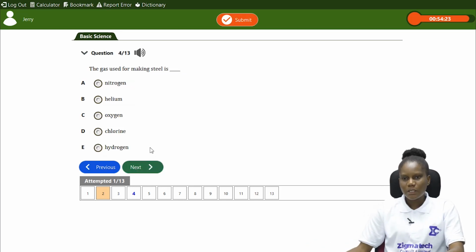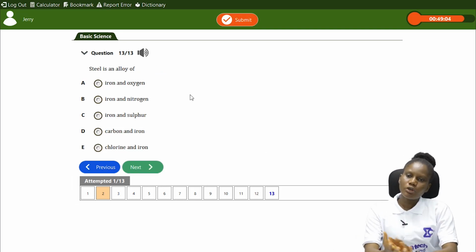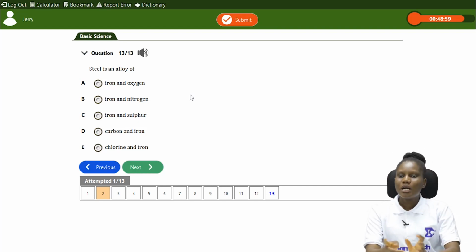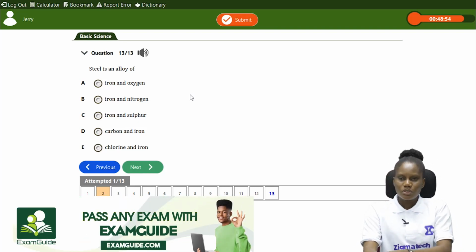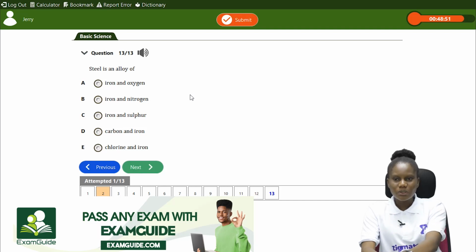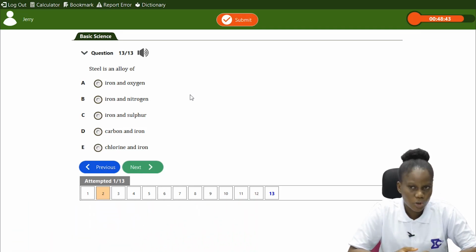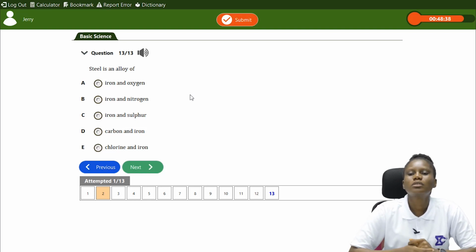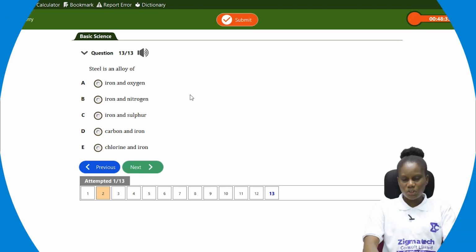It is a non-metal. We have the next question, which is steel is an alloy of A, iron and oxygen, iron and nitrogen, iron and sulfur, carbon and iron, chlorine and iron. So we're going to go through it. One, we see that there's a common factor with every one of the options, which is iron. That means iron is an important component of steel. So you have iron and carbon. Carbon and iron, when you mix these two together, you have your steel.